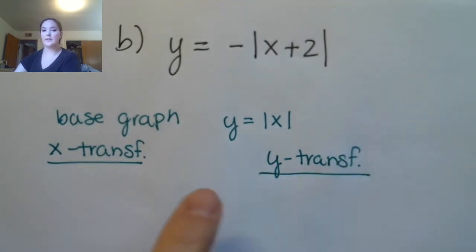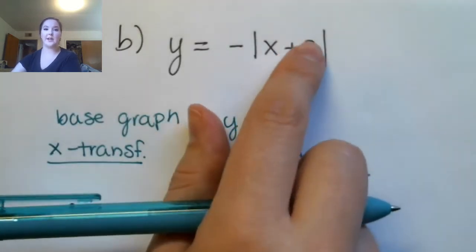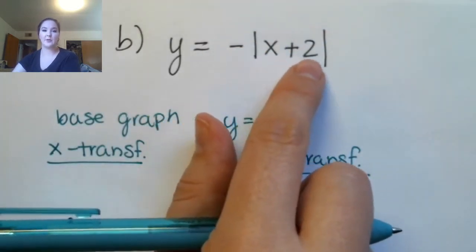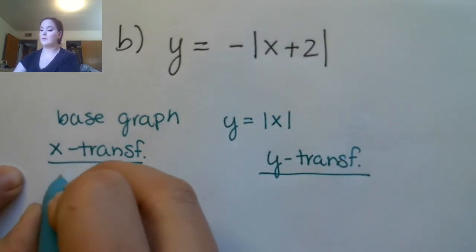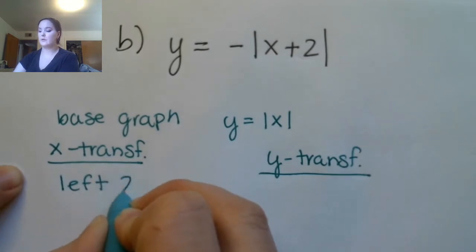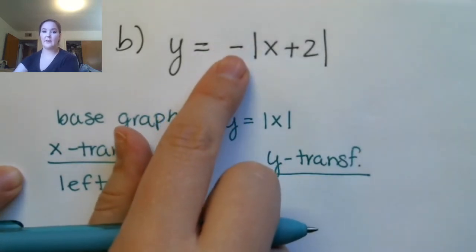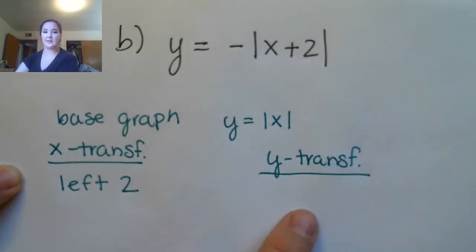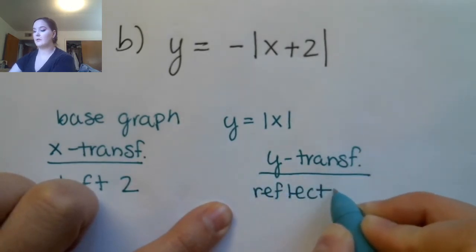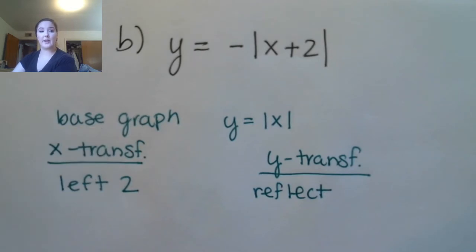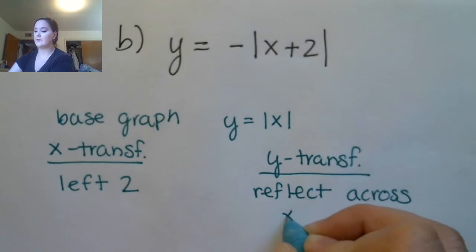So anything inside the base function, I mean the absolute value, anything inside the absolute value, like this plus 2, is going to be an x transformation. So this is going to move it left 2. And then anything that is outside of the absolute value, like this minus sign, is going to be a y transformation, and this is going to reflect. Remember, it will reflect the y coordinates, meaning across the x-axis.